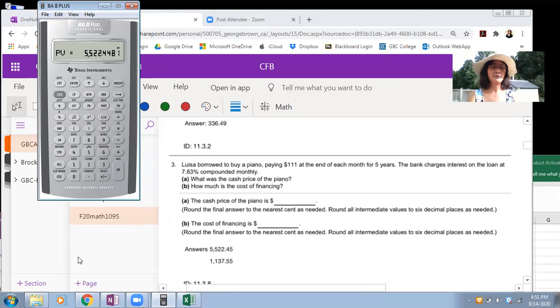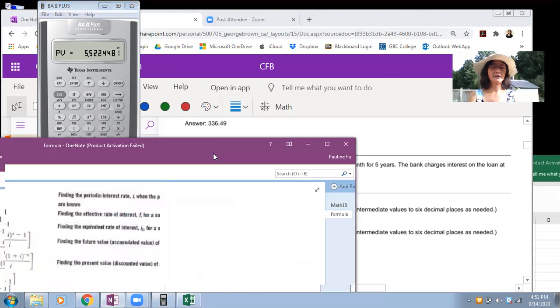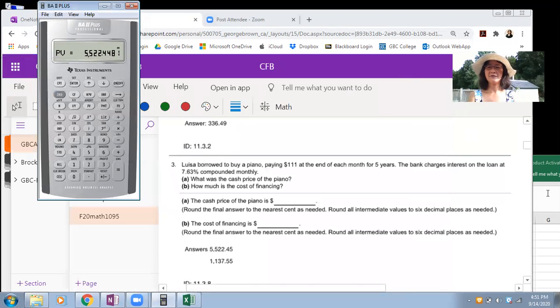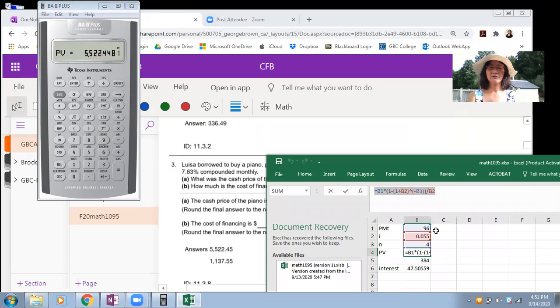Still use the formula here. Use PV equal to PMT, bracket 1 minus 1 plus I, raised to power negative n, divided by I. Okay, use this formula. And then I have the Excel. So remember, I already have the template. This is my little template.